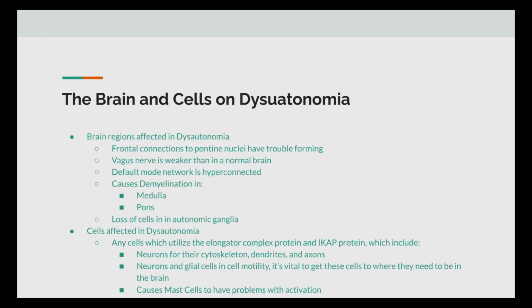and also a loss of cells in the autonomic ganglia. And then specific cell types affected in dysautonomia are any cells which utilize the elongator complex protein and IKAP protein, which includes neurons for their cytoskeleton, dendrites, and axons, which utilize the IKAP protein because it's a scaffolding one. They use it for cell structure. And then neurons and glial cells and cell motility. It's vital to get the cells where they need to be in the brain because that's how they form the neuronal connections with the synapse. And then it also causes mast cells to have problems with activation.